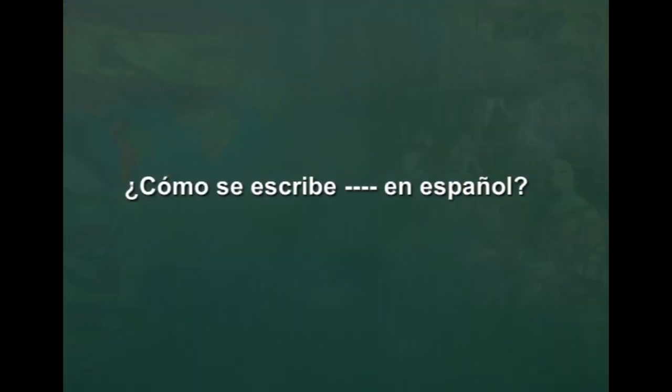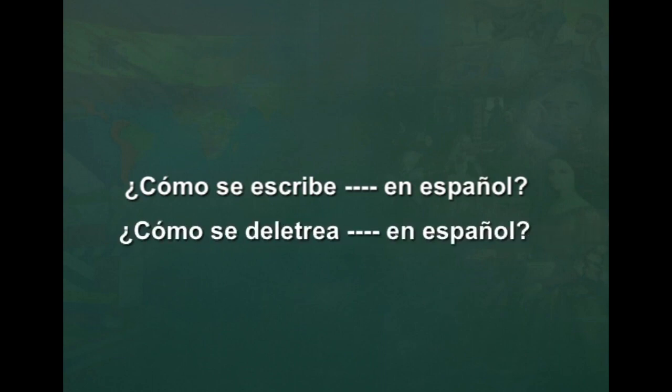The other expression which is useful is ¿Cómo se escribe en español? How to write this in Spanish? Or there is another expression, and that is ¿cómo se deletrea en español? How do you spell it in Spanish? So let's look at these expressions. In the first, ¿cómo se escribe esto en español?, you just write the word. In the second, ¿cómo se deletrea esto en español?, you need to spell out the word. You remember the alphabet, and you have to spell accordingly.